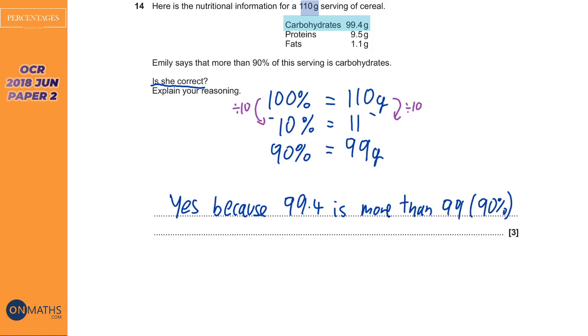Simple as that. I've probably written way too much. You could probably write an awful lot less. In fact, you might be able to get away with just writing yes and having all the working out. But I always try and make sure that I get the marks, make sure that the marker knows exactly that I know how to answer this question.